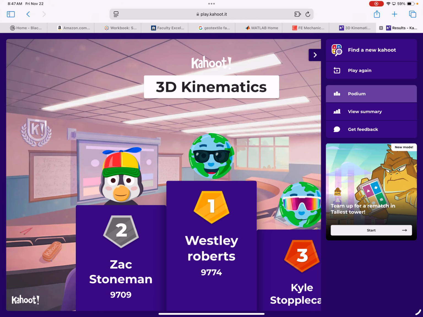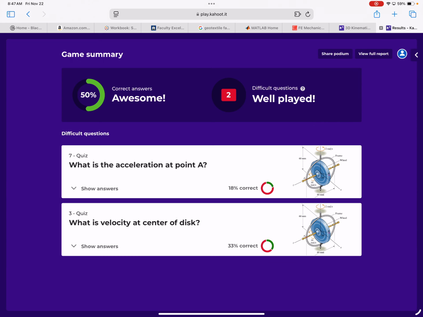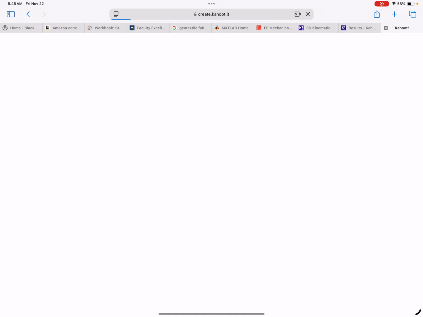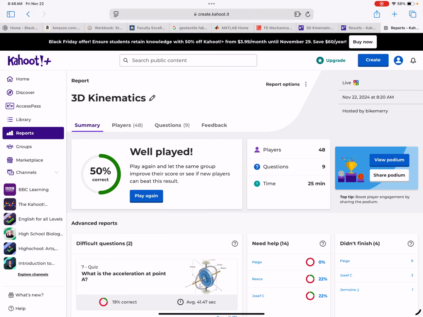Like I said, I think that it saves who was here. Hopefully it does. Let me check really quick. Oh, where do I see that? View summary. View full report. Oh yeah. We don't want to share the screen to see how bad you were, right? You want to share? I'm not going to shame him. Oh wait, it's still recorded though.